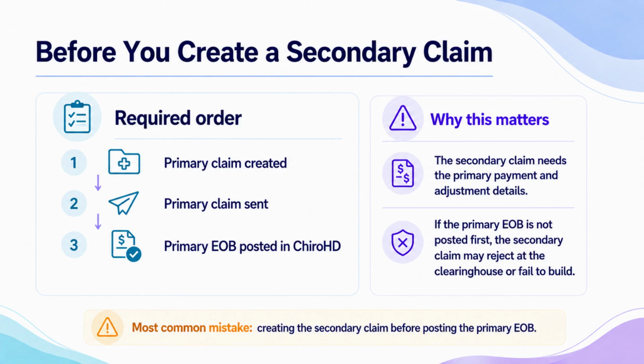This is the most common mistake we see in support tickets. If you skip posting the primary EOB first, the secondary claim won't have the payment and adjustment information it needs. It'll either reject at the clearinghouse or fail to bill entirely.